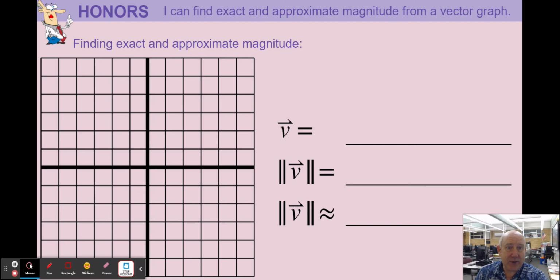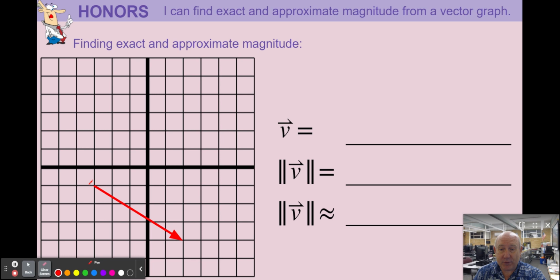Okay, here's a video on how to find the exact and approximate magnitude of a vector from a graph. I have two examples for today. So here's the first one. All right, so we want to go from the initial point to the terminal.